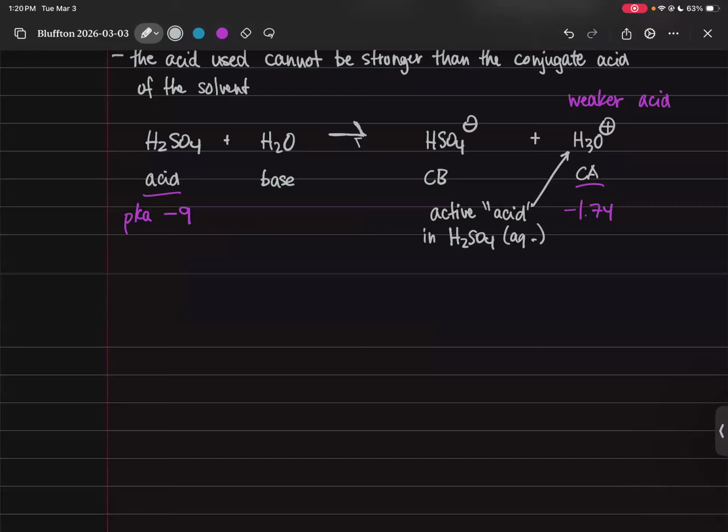Lab tips. Anyway, so that's the leveling effect. The base can't be stronger than the conjugate base of the solvent. The acid can't be stronger than the conjugate acid of the solvent.